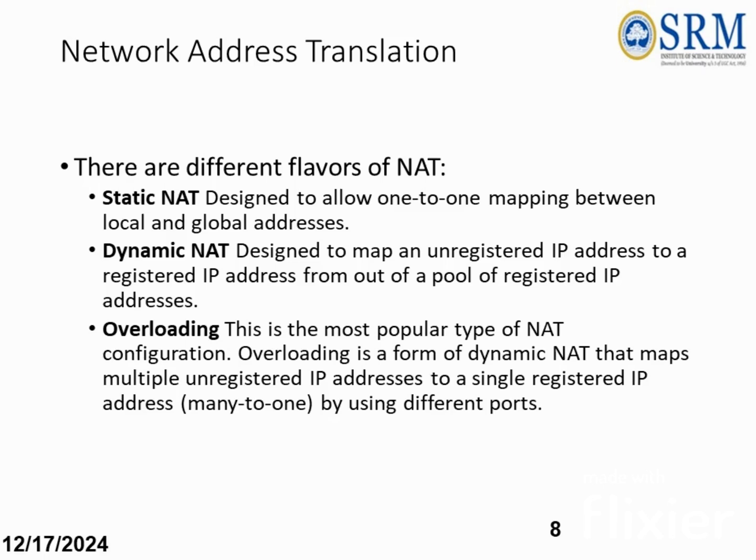So some limited pool of public IP addresses is there. Say, for example, 5 IP addresses are there. So these 50 systems can use the public addresses at a time. Any one address from the pool can be used to convert a private address to a public address. Okay, that's dynamic NAT.